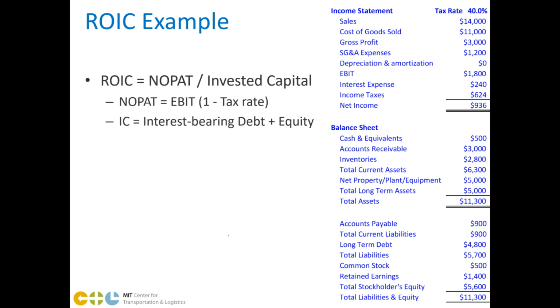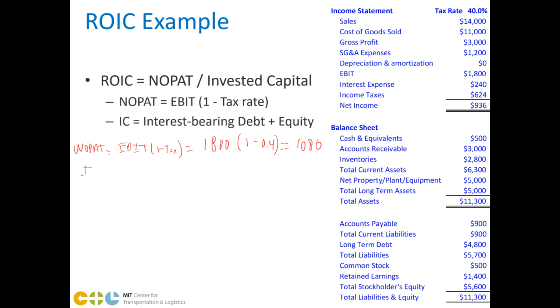Let's give an example here. Here's our definition again. Our NOPAT is our EBIT times 1 minus the tax rate. So let's take an example here off to the right. It's a company. We have our EBIT, so EBIT times 1 minus tax rate, and the tax rate is 40%, is going to be 1,800 times 1 minus 0.4, which is 1,800 times 0.6, which works out to be 1,080. So that's our NOPAT.